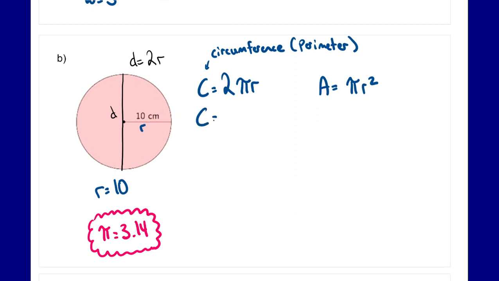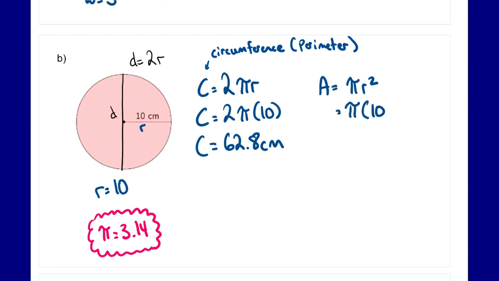So C equals 2 times pi times R, which is 10. This just becomes one calculation in your calculator, 3 numbers being multiplied, and we get 62.8 centimeters. For area, pi R squared, again, pi is just a number.